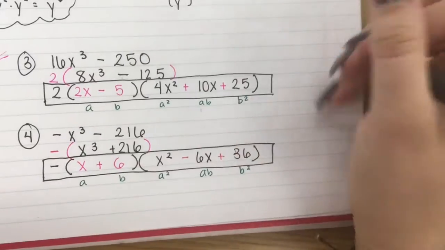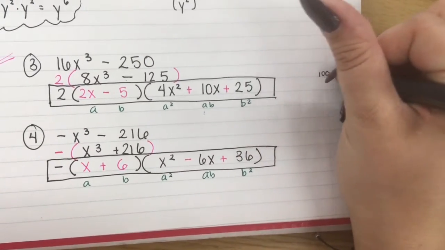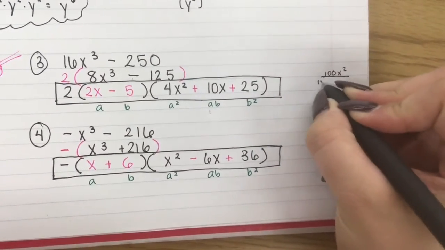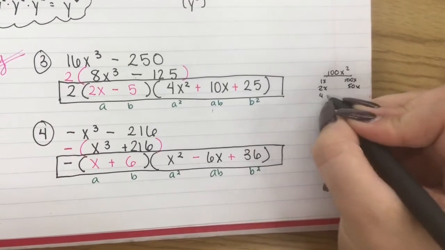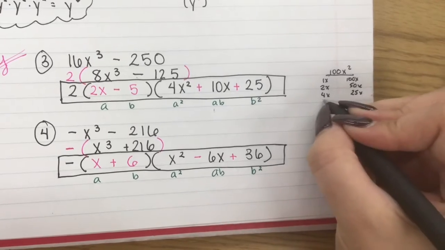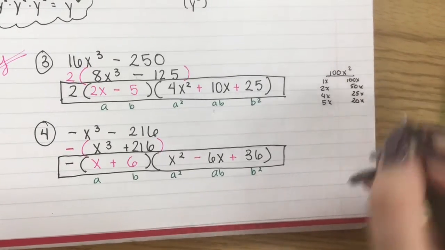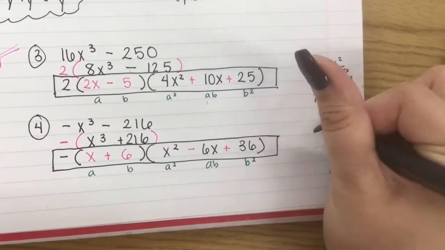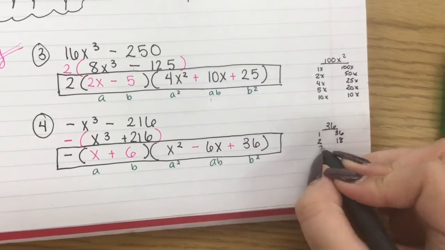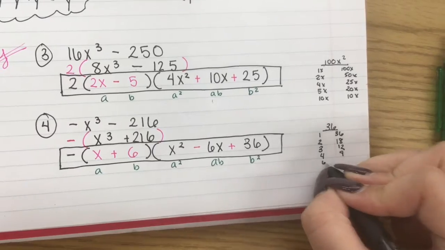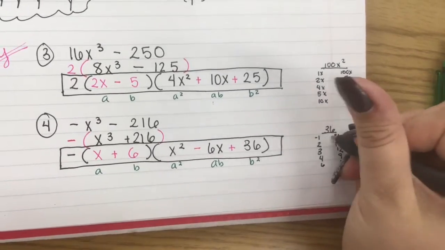You should always check to see if those trinomials are going to factor, but they do not if you do 25 times 4x squared. So if you try to split the middle term, you're going to get 100x squared. Here, there are no factors of 100x squared that add up to positive 10x. The same thing is going to happen with positive 36 in number 4. There are no factors of 36 that add up to negative 6, as you can see here.